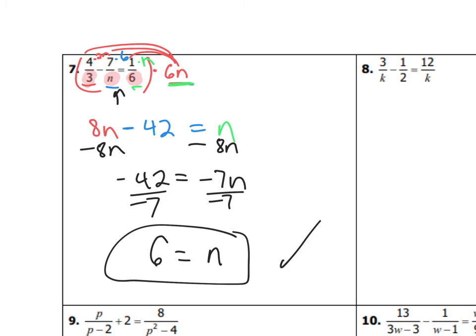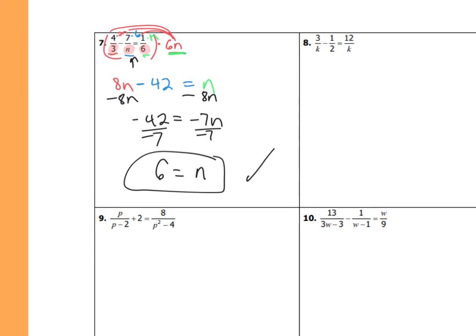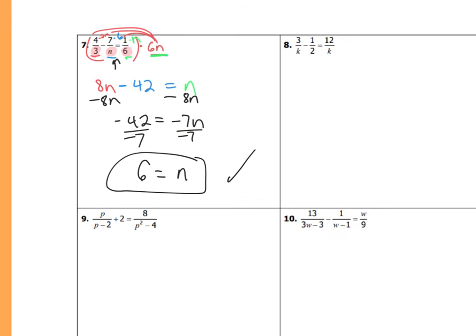Okay. How we feeling? Good? Not too bad? Okay. Go ahead and do number 8. Give you about a minute. Okay. So we look. We've got k, 2, and k. What's that common denominator going to be? 2k. Cool. We distribute it out.